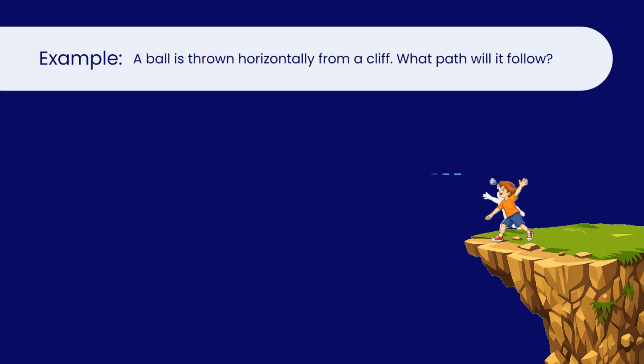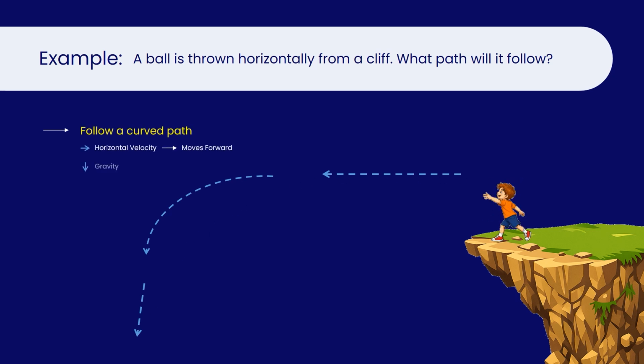So, the answer is the stone follows a curved path. Forward velocity keeps it moving horizontally. Gravity pulls it downward. Therefore, both motions combine to produce a curved path.